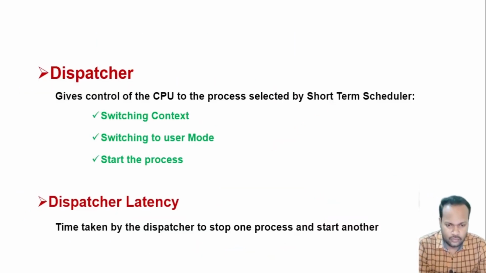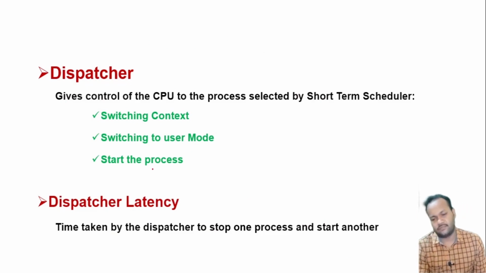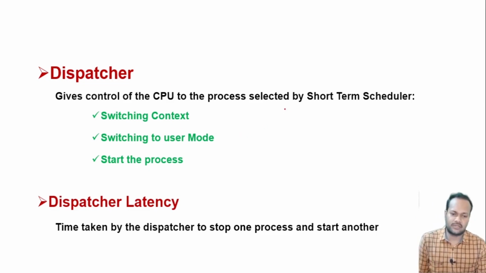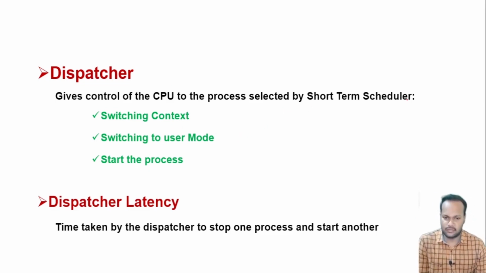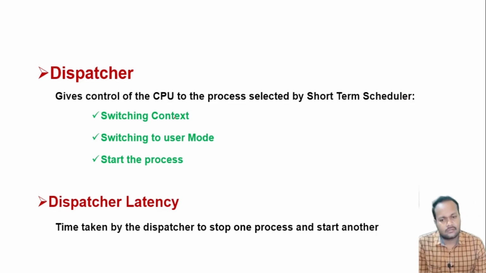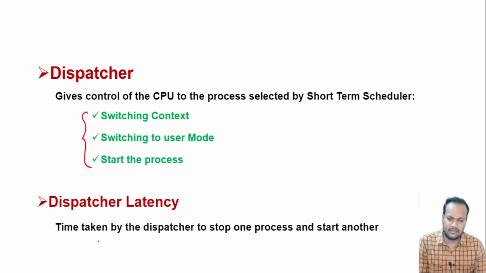These are the two terms involved in the CPU scheduling context: the dispatcher and the latency related to it. The dispatcher gives control of the CPU to the process selected by the short-term scheduler. It involves switching context, switching to user mode, and starting the process. These three we will discuss in detail again. And the latency is the time taken by the dispatcher to stop one process and start another process.